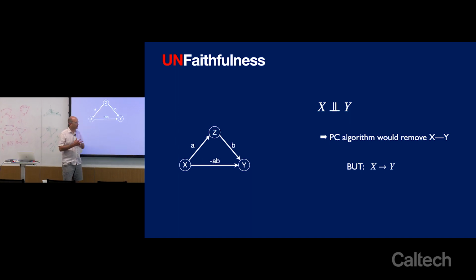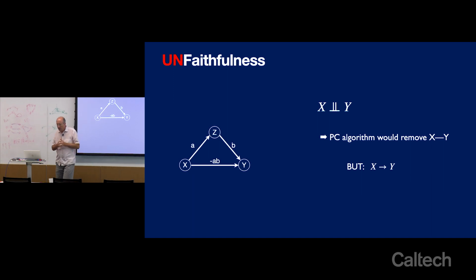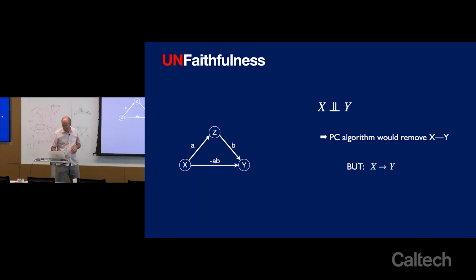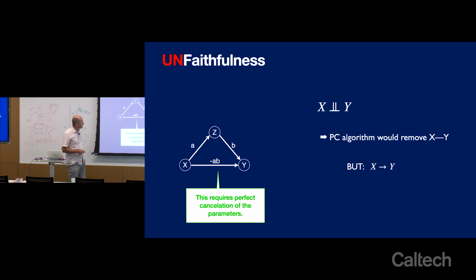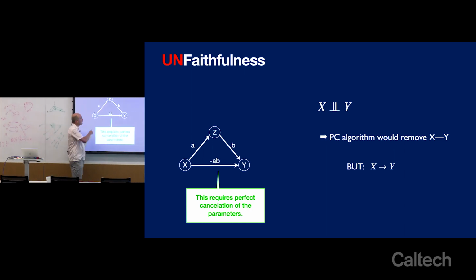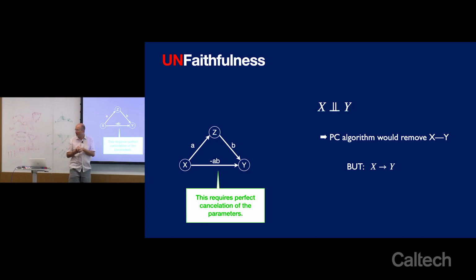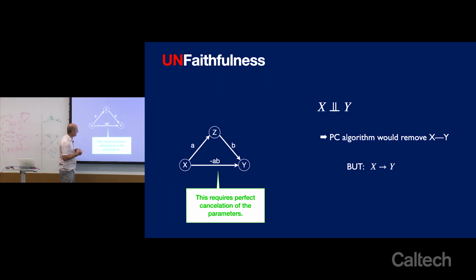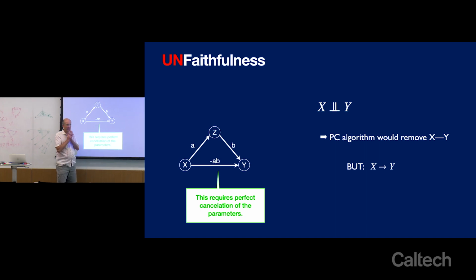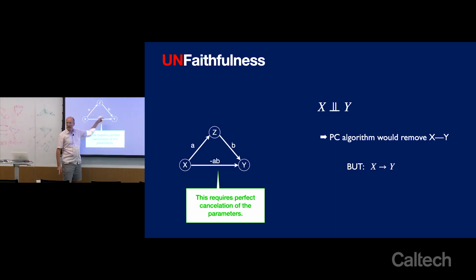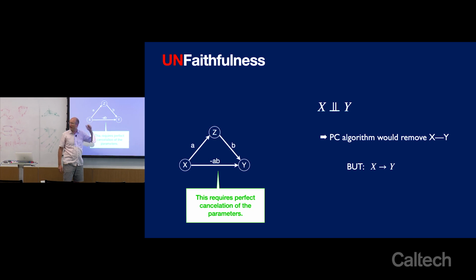Now you can ask yourself, is this something that you have to worry about? I do think it is a very substantive assumption. But you might say that, well, look, in order for this sort of cancellation of different pathways to happen, you need perfect cancellation of the parameters, right? You need exact balancing out of the two different pathways.